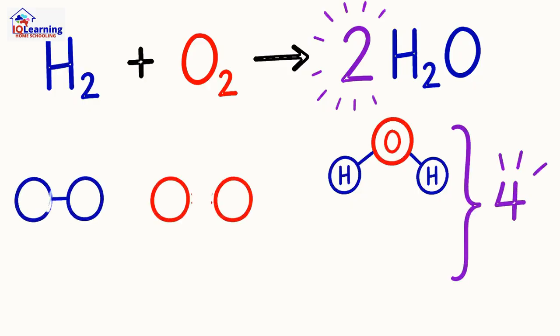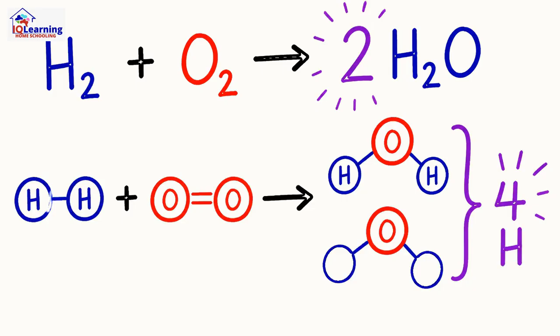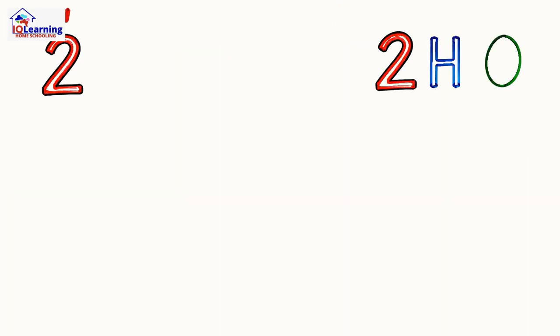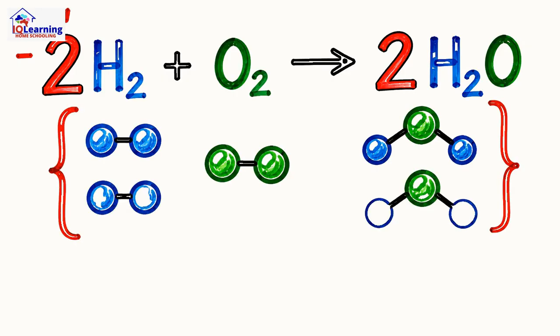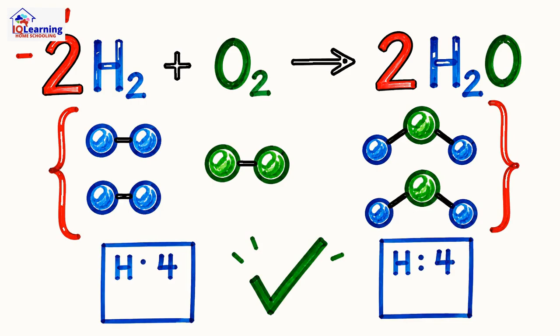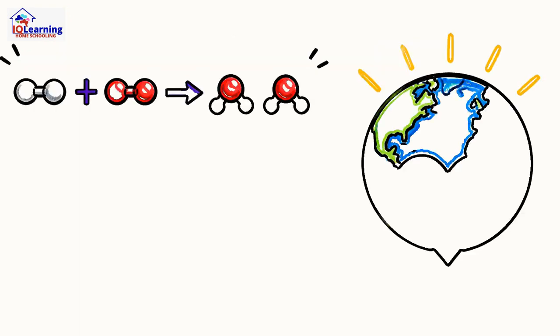The oxygen is balanced, but this gives us 4 hydrogen atoms on the right. To fix this, we place a 2 in front of the H2 on the left. A quick check shows 4 hydrogens and 2 oxygens on both sides. Balanced.